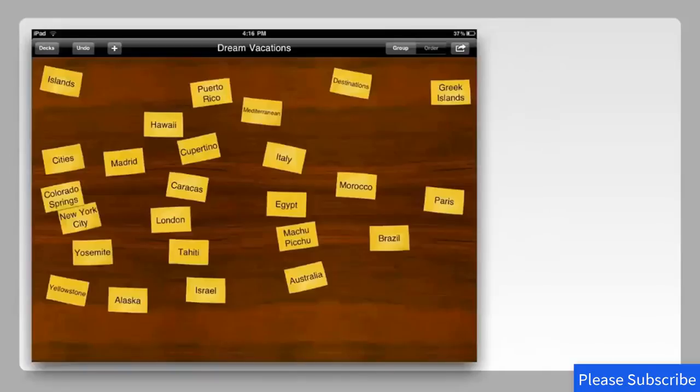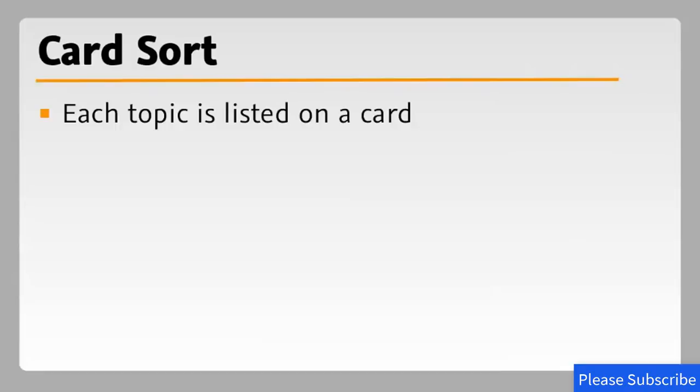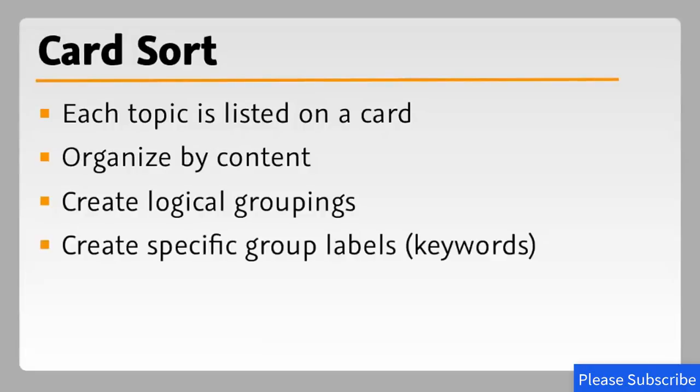A good way to develop a navigation is to do what's called a card sort. And really, a card sort is just what it sounds like. Get a bunch of index cards or sticky notes and write down every topic that you have on your website. Every topic, every page, and then sit down and start organizing it. Create logical groupings of content, and then create a label that describes that group of keywords. And what you'll have is a clearly organized topical presentation of your website.